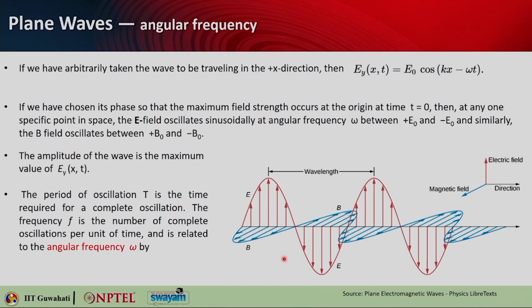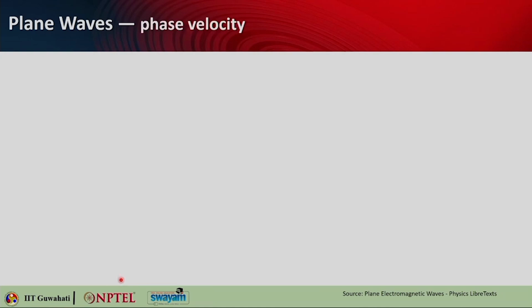And once you know capital T, that is the period of oscillation, you can also find out the frequency f. So frequency is nothing but the number of complete oscillations per unit time. So it is basically the inverse of this time period T. From that you can also find out the angular frequency omega. So omega equals 2 pi f, and f can be written as 1 over T, so omega can be written as 2 pi over T.